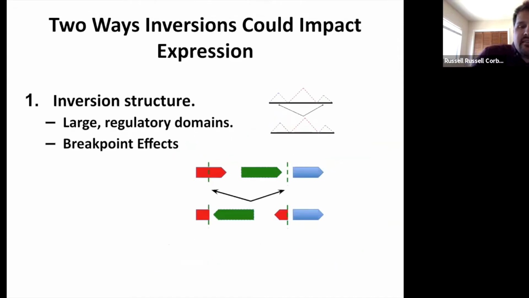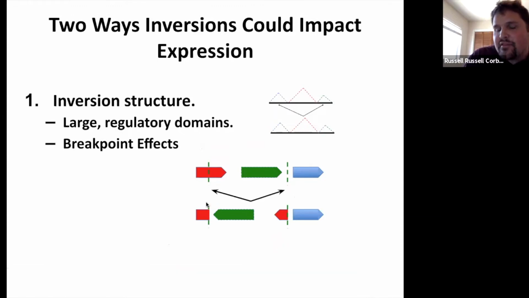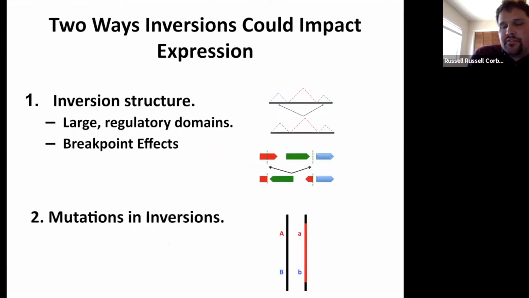The second is a little bit clearer. It's just direct breakpoint effects. So for example, an inversion breakpoint can simply break a gene, in which case you will certainly modify its expression, or it can just move local regulatory elements around such that perhaps the promoter of the blue gene lives here, but it now lives all the way over here. The second way that inversions can impact gene expression, and this is the way that I'd like to be able to study, is that the mutations within the inversion affect gene expression. So this is what we're trying to get at.